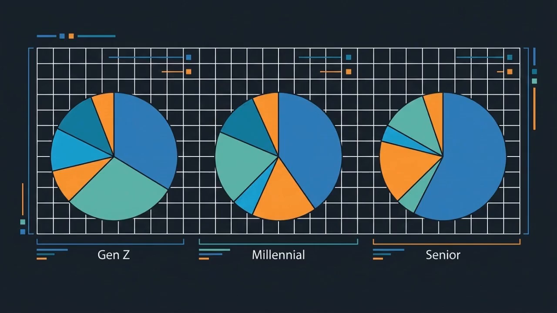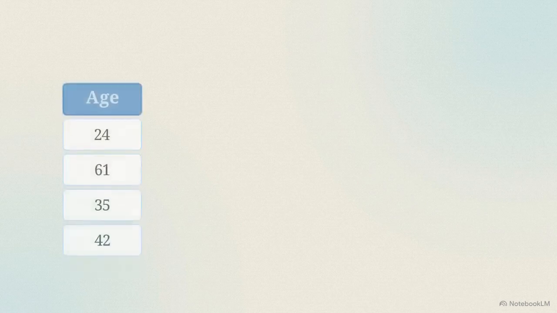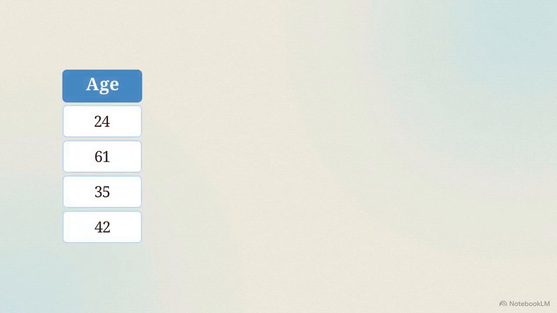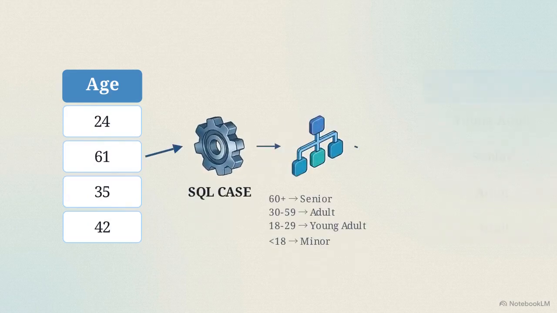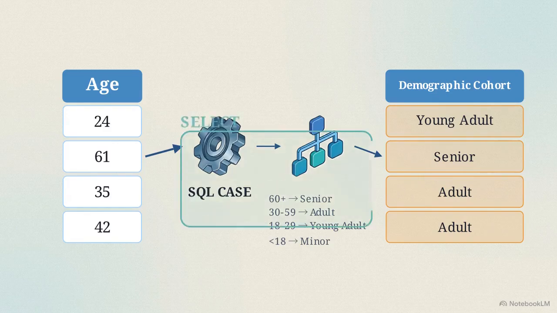They need broad demographic cohorts, like Gen Z or senior, for a high-level dashboard. However, the database only stores raw, exact ages. To solve this without relying on a spreadsheet, you can use the SQL case statement. This tool allows you to embed if-then logic directly into your select clause.